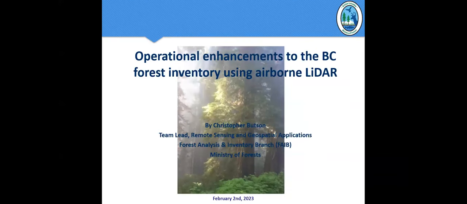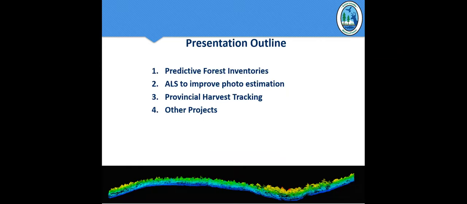Great. All right. Perfect. So like I said, I'm just going to give a quick strategic snapshot of where we're at with the operational enhancements to the BC forest inventory. This is just the work that we're doing within the ministry. There's a whole bunch of other researchers, licensees and operational people working on other projects as well. So this is just a snapshot of mainly what we're doing, and I'll touch on what a few other people are doing. So next slide, please, Sharon.